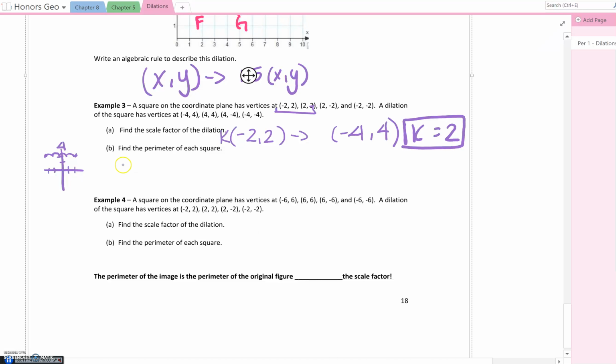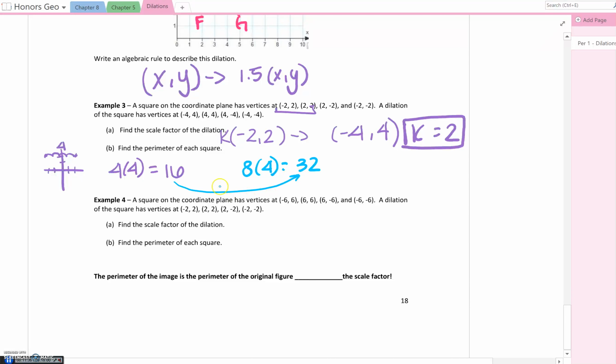So if I find the perimeter of this square, it would be 4 times 4, and I would get 16. Now remember, it's scaled by 2. So the next one is going to be (-4, 4) to (4, 4), which means that the side is also going to be scaled by 2, so it's going to be 8. 8 times 4 is 32. Pay attention because look, the perimeter also gets scaled by 2. So this would be the perimeter of the original. This would be the perimeter of the new one.